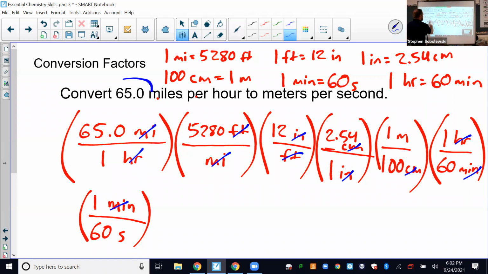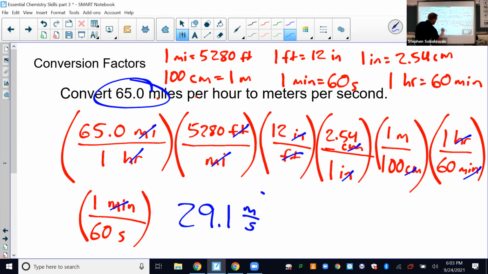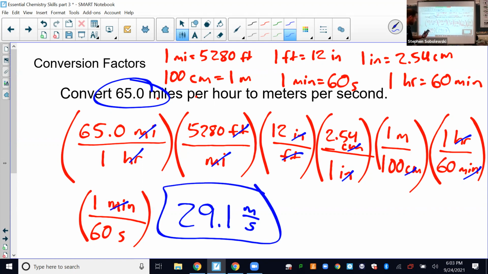My original measurement here was 3 sig figs. Even though I'm doing things like multiplying by 12 and dividing by 60 and 100, those are all true by definition. Not going to limit our sig figs. We're going to go with 3 sig figs, 29.1 meters per second.